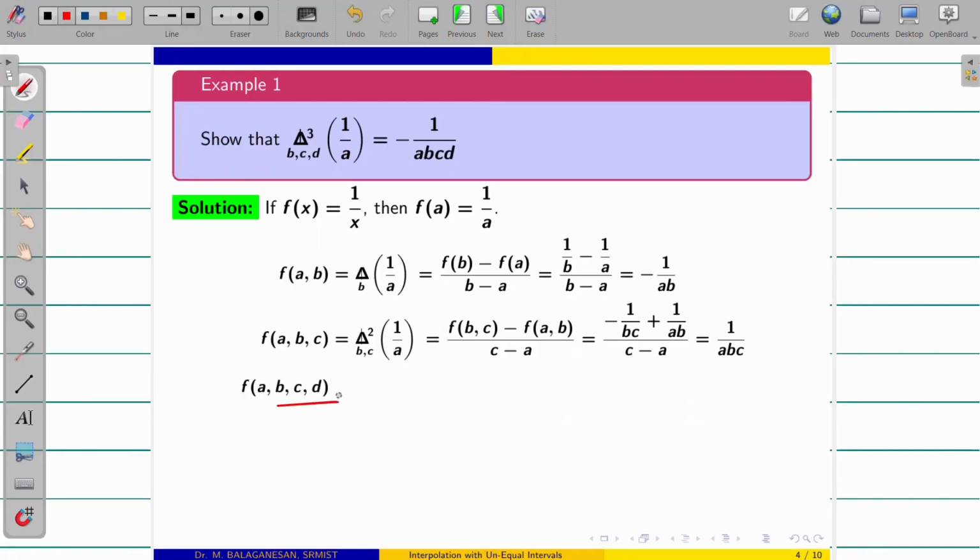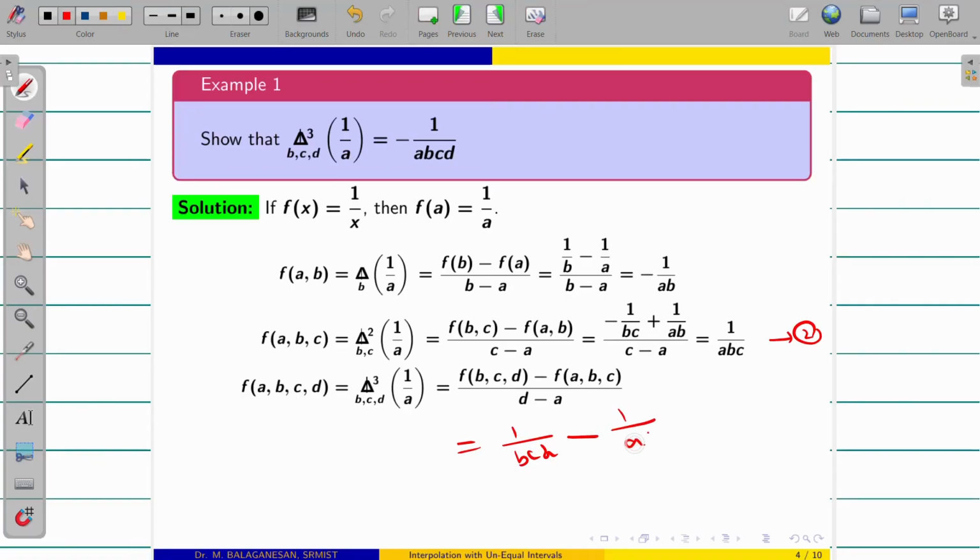So function value of last three minus function value of first three. We have to use this equation again. Then we will get f of bcd. F of abc is 1 by abc. Then what about f of bcd? From this equation 2, we have to take this. So it will be 1 by bcd minus 1 by abc, divided by last value minus first value, d minus a. If you are taking LCM, it will be cancelled. Then finally you will get the required answer.